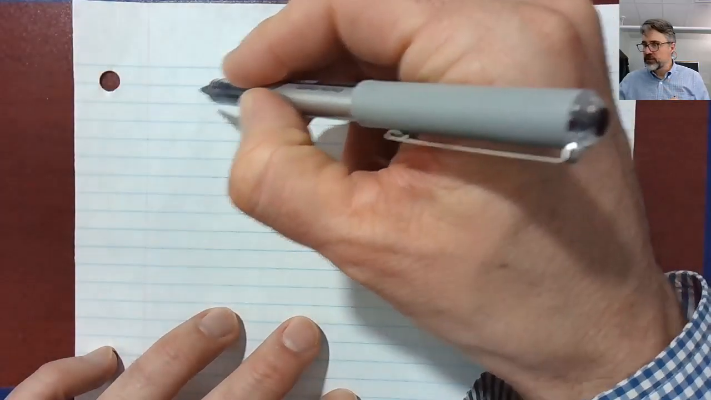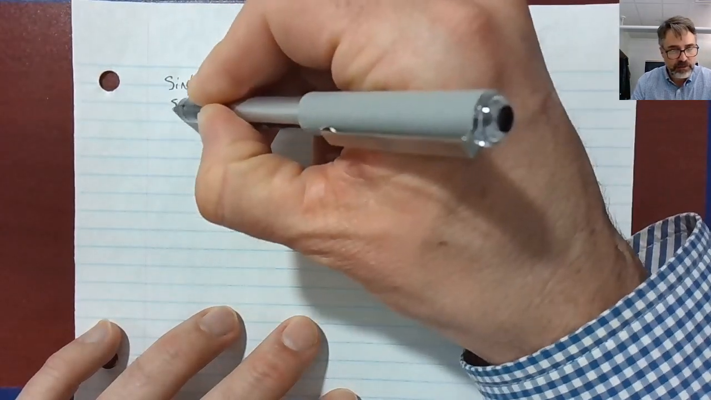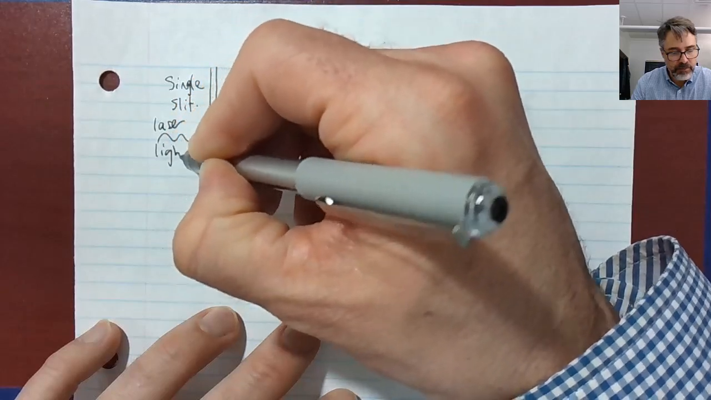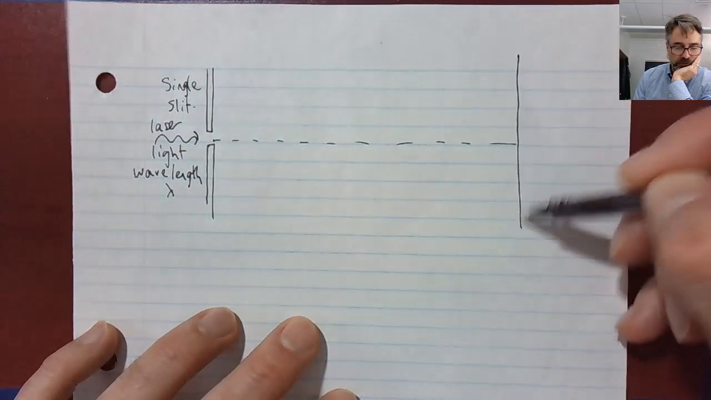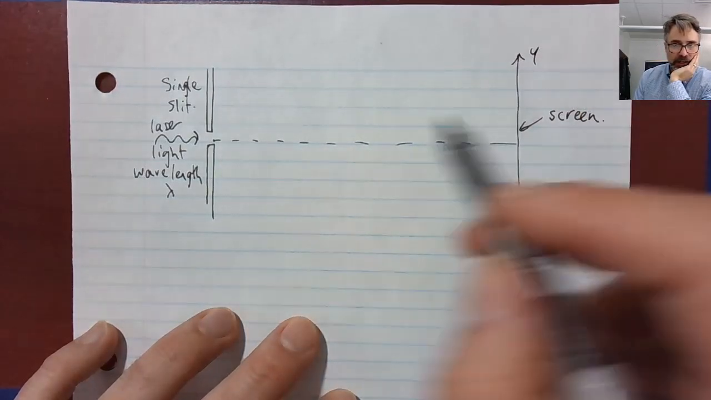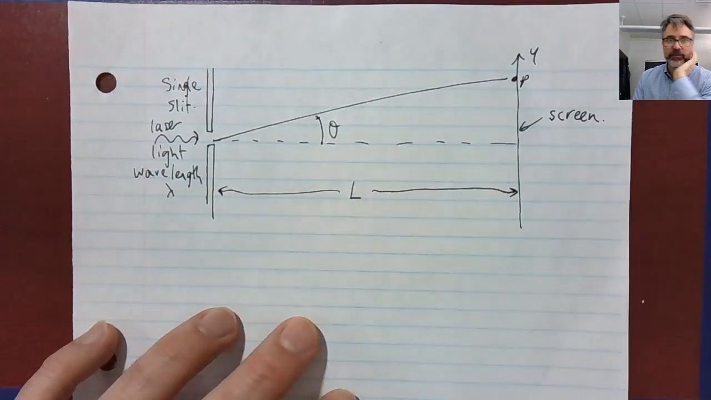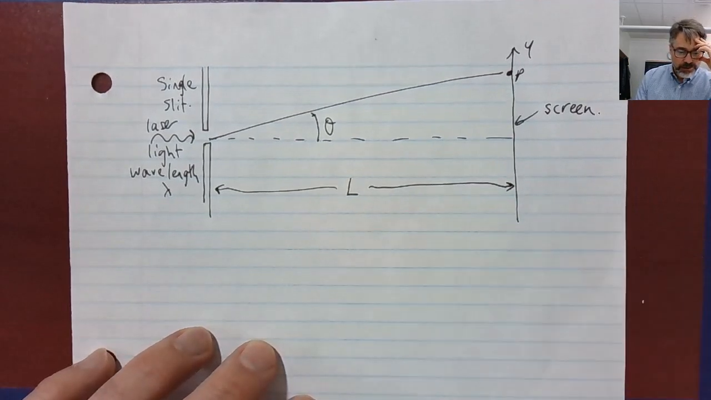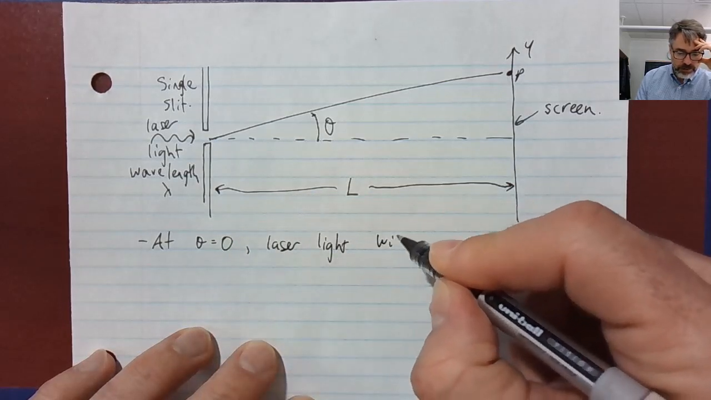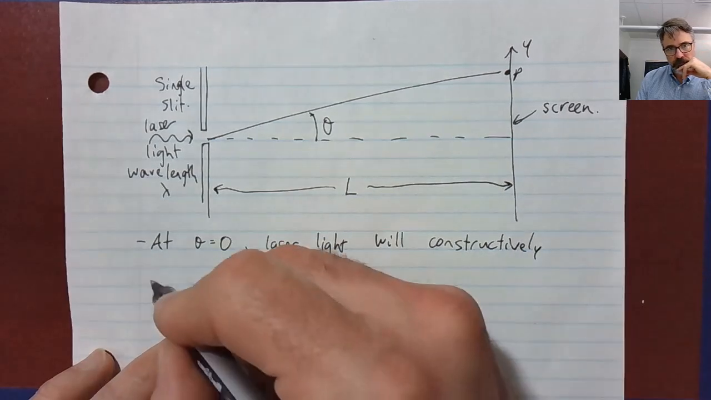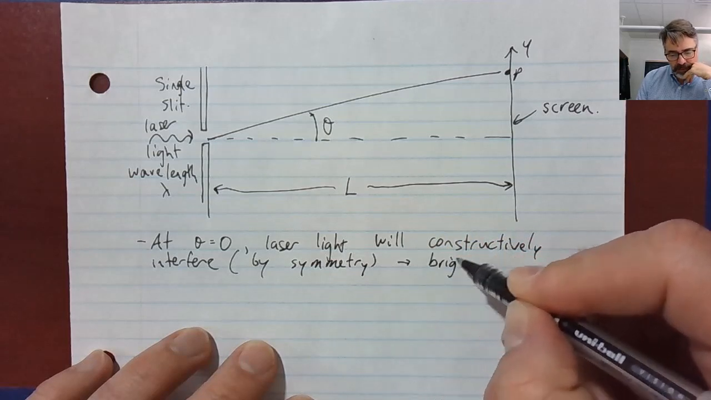Okay, so let's do single slit. That's a little harder, as it turns out. It's the same basic setup. You've got monochromatic laser light of some wavelength coming from the left. It goes through the slit. There's a screen way over here on the right. There's a point P at some angle theta, and the distance between the slit and the screen is L. It turns out that, by symmetry, at theta equals 0, the laser light will constructively interfere. So there will be a bright central maximum.